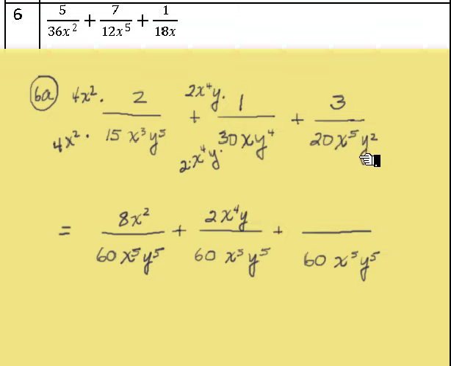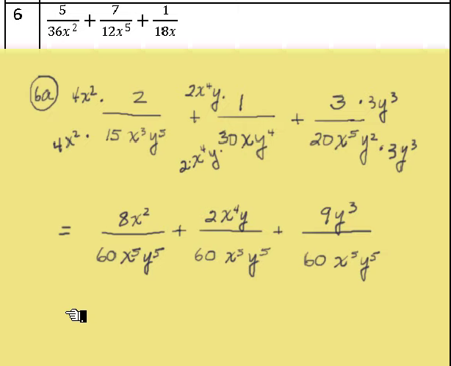Third denominator, we have to multiply 20 by 3. X to the fifth, we don't have to multiply. Y squared, we have to multiply by y cubed. Okay, so 3y cubed. So this numerator is 9y cubed.